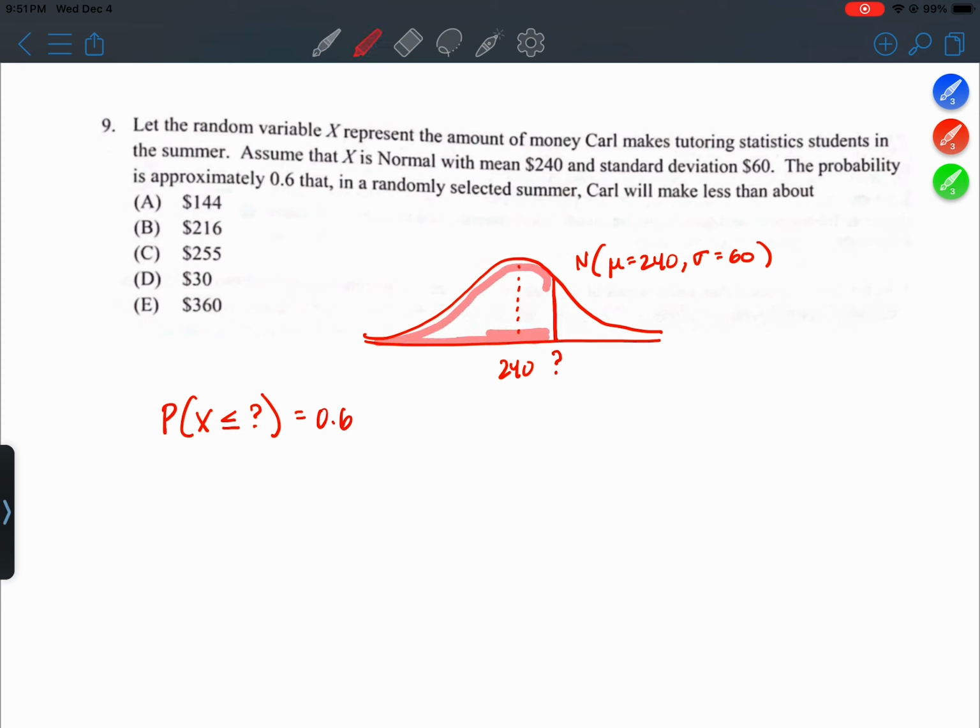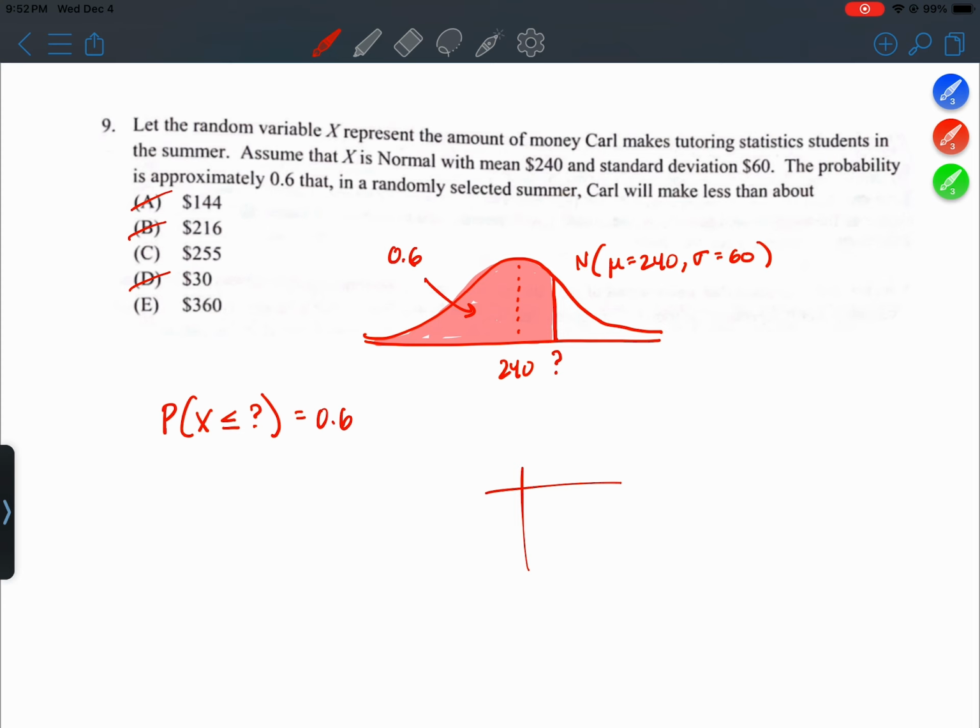So just shading this in, and then I'm going to label it as 0.6. Now looking at the answer choices, I could eliminate A, I could eliminate B, I could eliminate D. C's looking rather tempting. E might be a bit too big. So I'm already leaning towards C, but let's actually do the work.